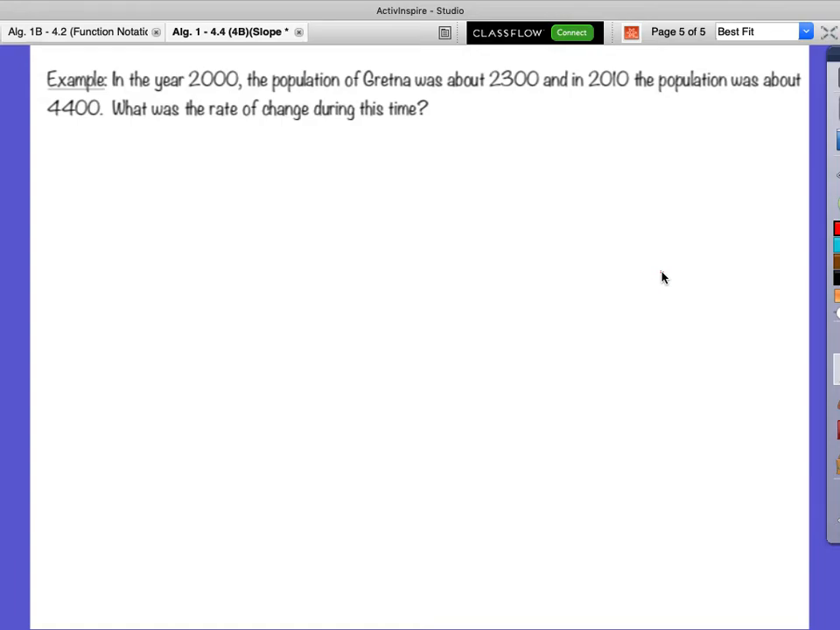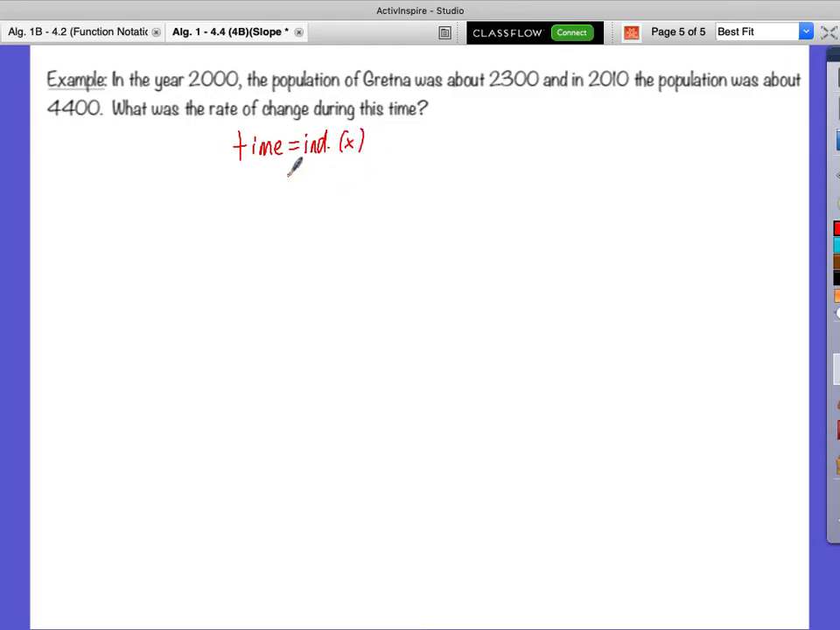Now, which one of those is more likely to be independent? Time. The year. Anytime you have time, it's going to be independent, because time moves on regardless. It doesn't depend on other people, okay? So time, our years, is going to be our independent, our X.